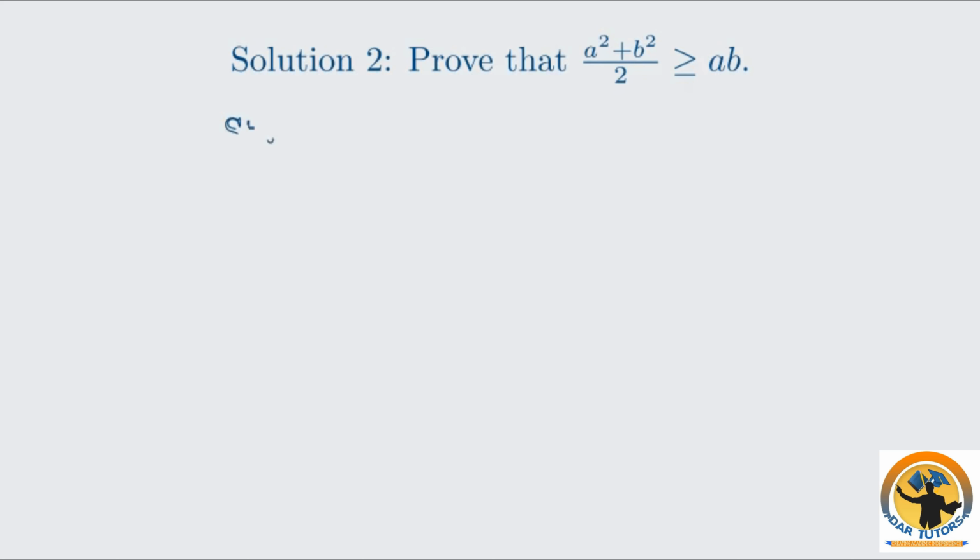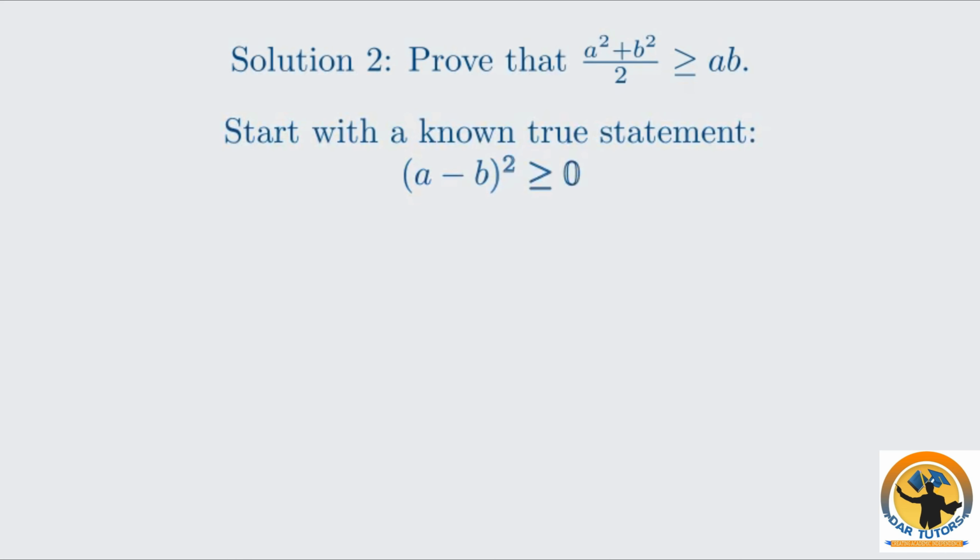Now for question 2. We will prove the AM-GM inequality for two variables. We need to prove that for all real numbers a and b, (a squared plus b squared) over 2 is greater than or equal to a times b. We will use proof by equivalence, starting with a known true statement and working backwards to our desired inequality. We know that the square of any real number is non-negative, so (a minus b) squared is greater than or equal to 0. This is our starting point.